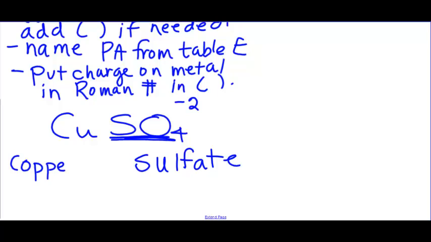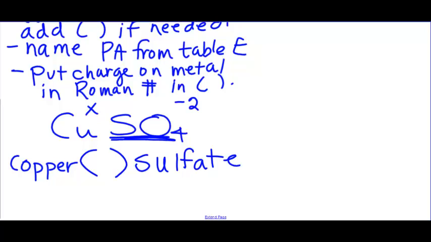And copper, if copper only had 1 charge in the box, we'd be done. But copper has more than 1 charge. So we need the parentheses after its name. Now, what numbers am I allowed to put in those parentheses? 1 or 2. That's my choices. So if you get 8 here, you're wrong. Because here's why. It's the same idea. Bottom times top always has to equal 0.